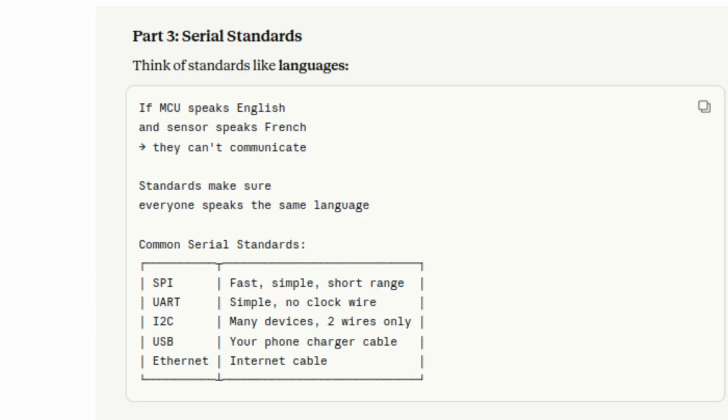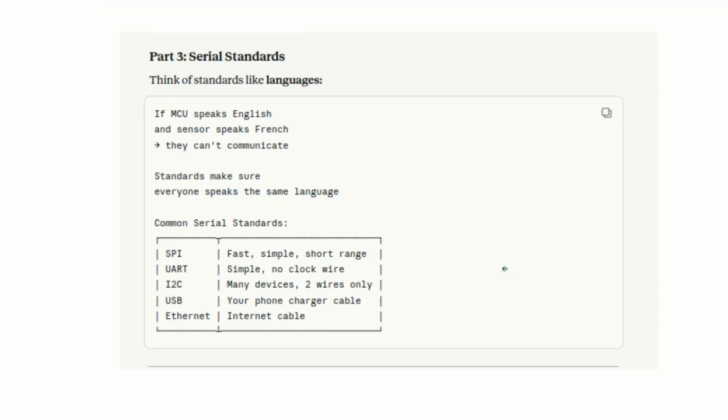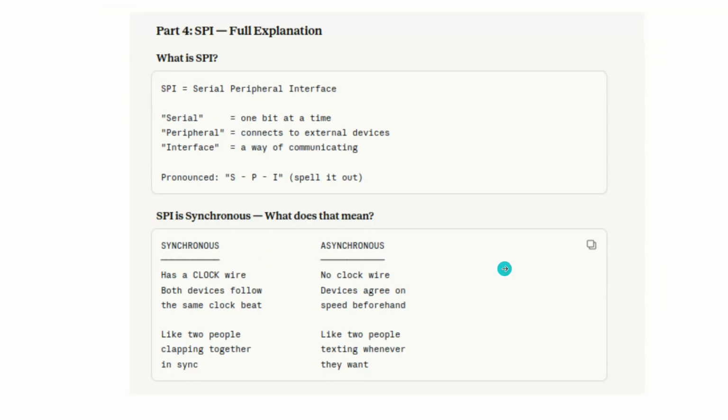They cannot communicate. So there is a standard for communication. Common serial standards are there which make sure that everyone speaks the same language. These are UART, SPI, I2C, Ethernet, USB, and so on. These are different examples of the common serial standards which are basically used. Now in this video we are going to understand SPI in detail.